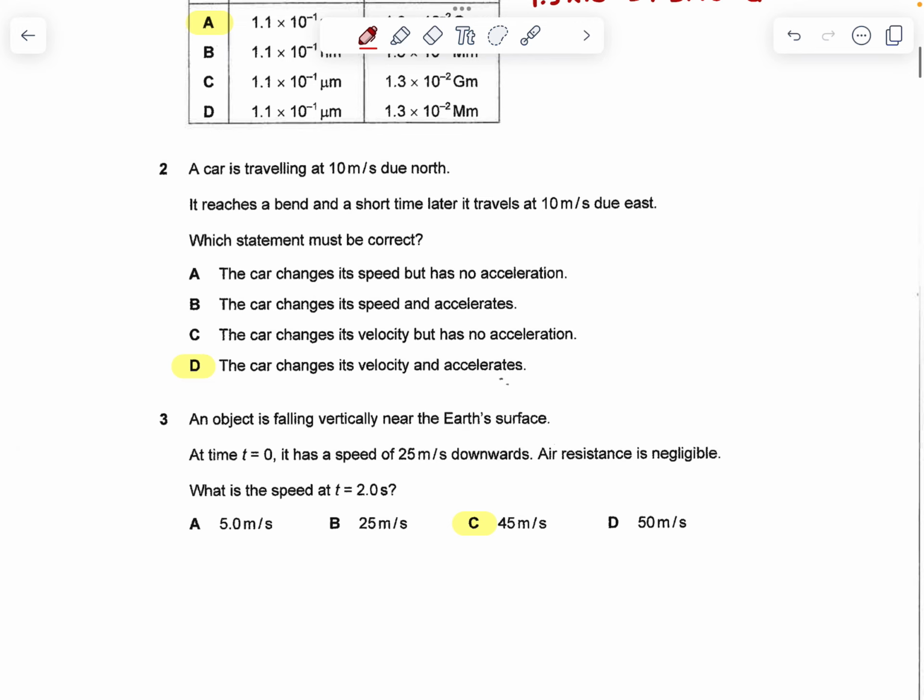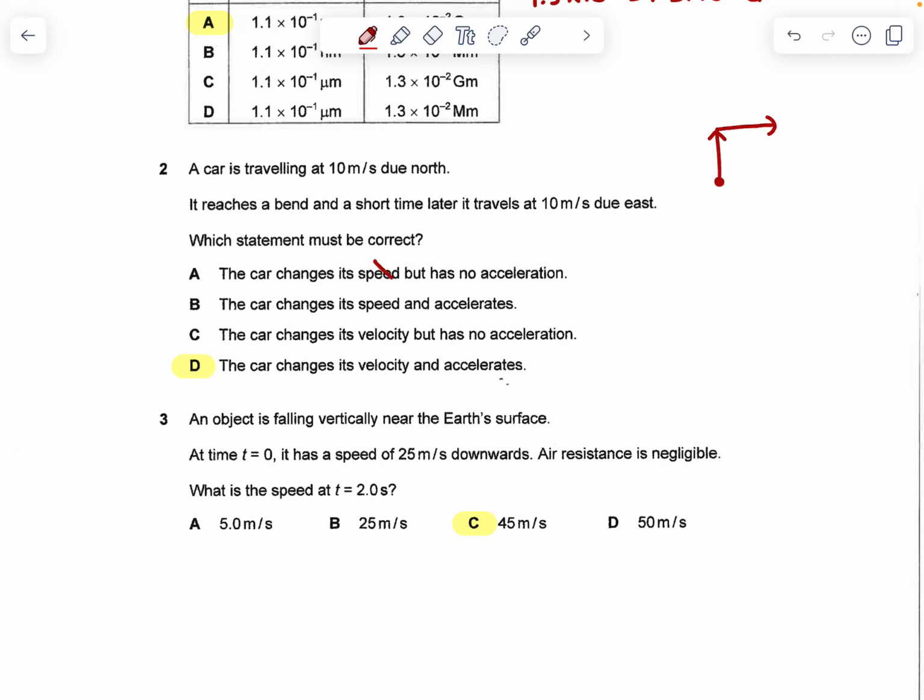Question 2. A car is traveling at 10 meters per second due north. It reaches a bend and a short time later it travels 10 meters per second due east. So this direction, due east. Which statement must be correct?